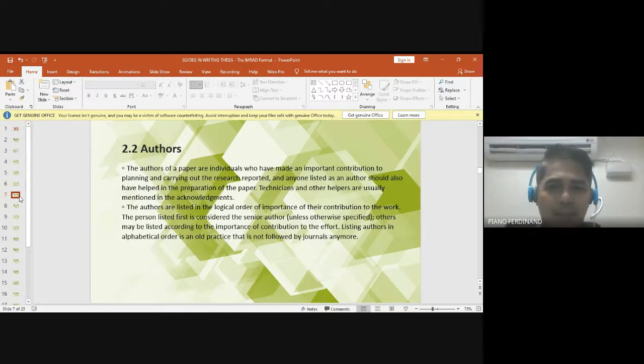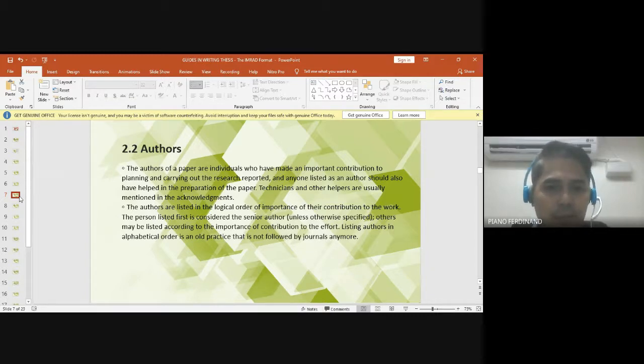Technicians and other helpers are usually mentioned in the acknowledgement but not necessarily as part of the authors. Okay, ano na ba yung mga technicians na yan? Yung mga nag-review ng grammar, yung mga naging consultant mo in the statistics. Okay? Even yung mga iba pang mga kinonsulta mo para tulungan kang ayusin yung research paper mo. So, technicians lang po silang matatawag. Okay? The panelists, I guess, falls under the technicians also.